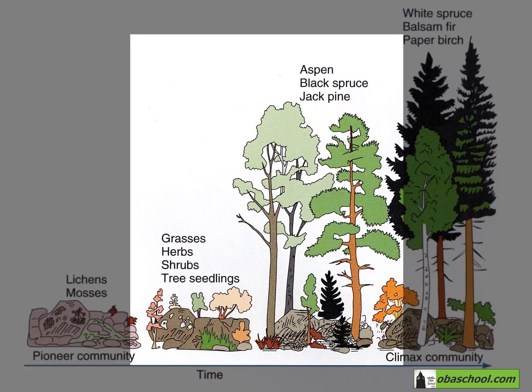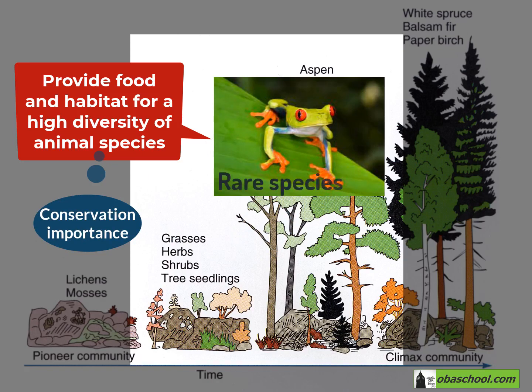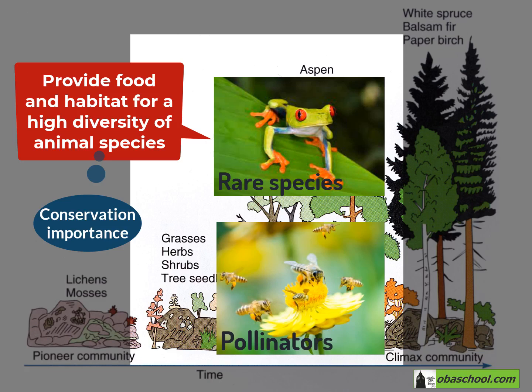These diverse plant species will also provide food and habitat for a high diversity of animal species, some of which may also be of conservation importance, such as species that are rare or species that have important ecosystem functions, such as pollinators, which are also of great importance to humans due to their role in pollinating the crops we consume.